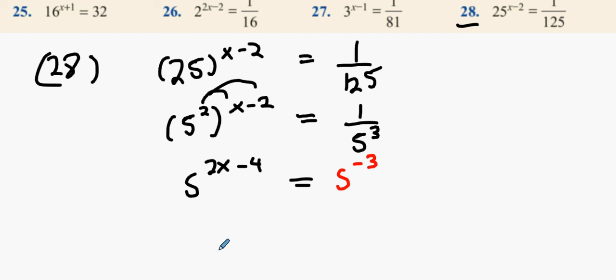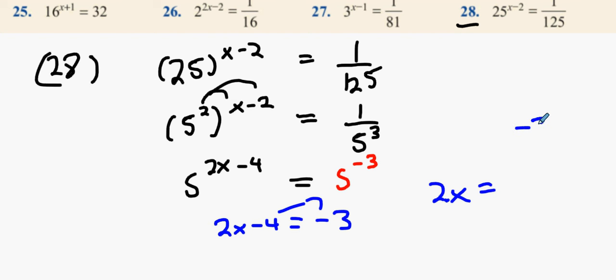Now, what's the last part? Power equals power. 2x minus 4 equals minus 3. Bring it over to your side. 2x equals minus 3 plus 4. 1. X equals a half.